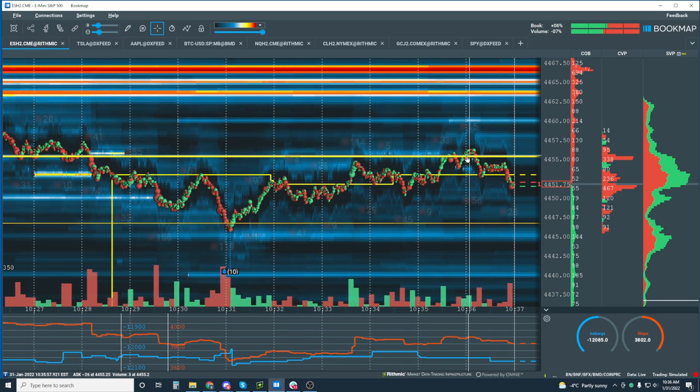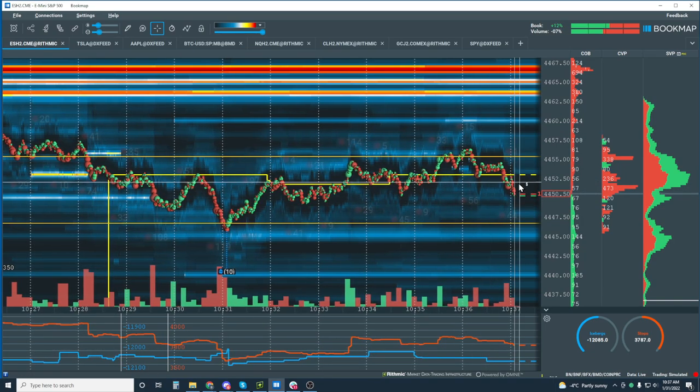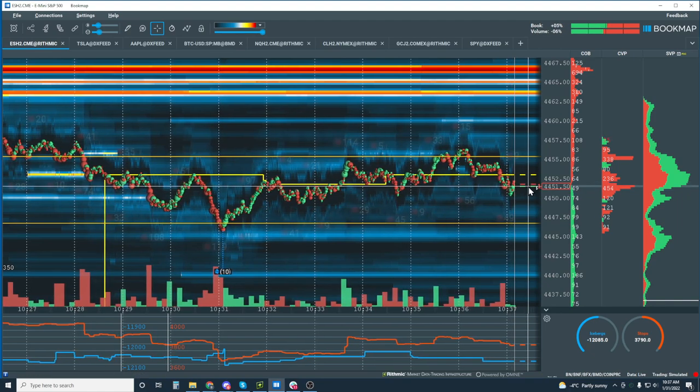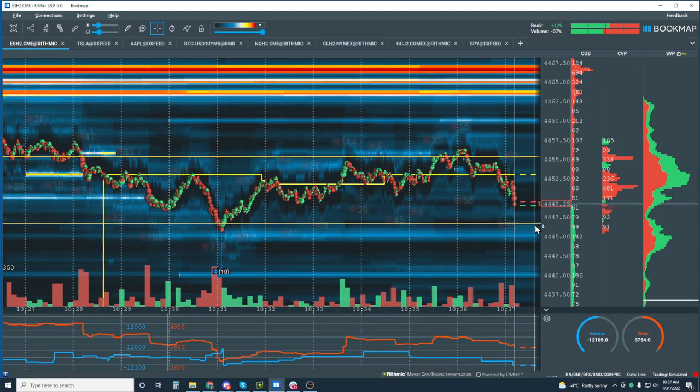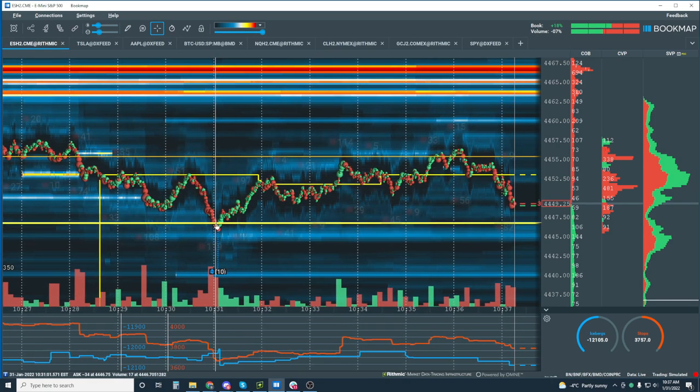So this tiny little breakout here failed right back into value, and now sellers are coming right back in, trying to take control yet again. Okay, and they're going to shoot for the swing low here, back to our kind of 47 level.